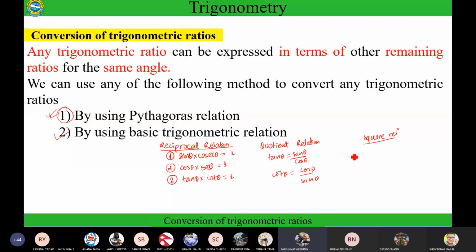Sin square plus cos square is equal to 1. Sin square theta plus cos square theta. Just don't avoid the angle, okay? Angle is also important. Tell me the second one.